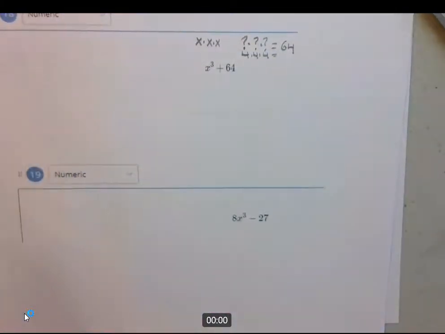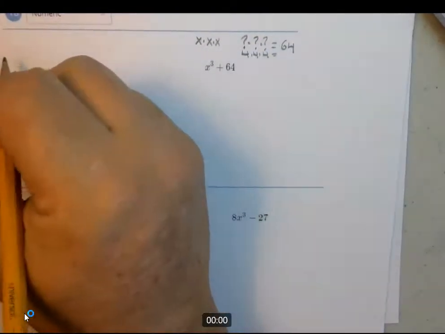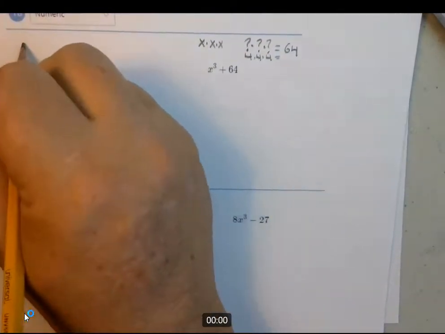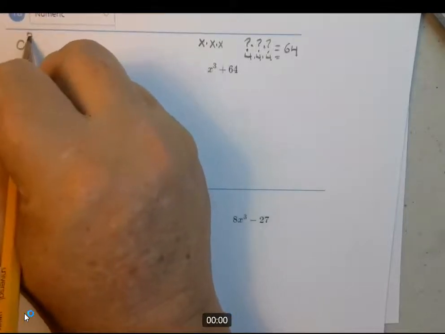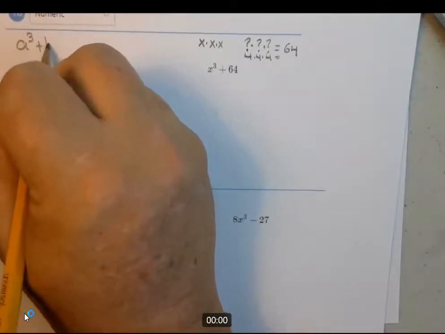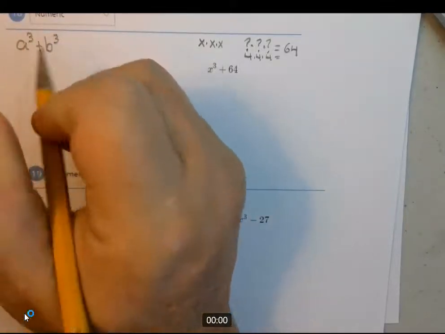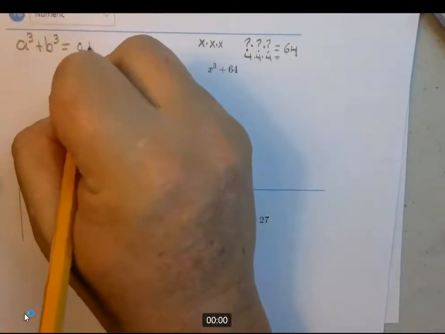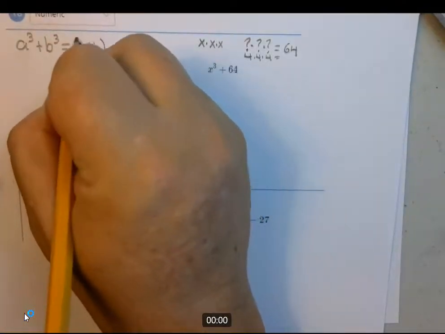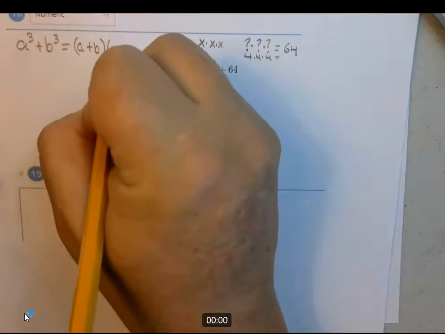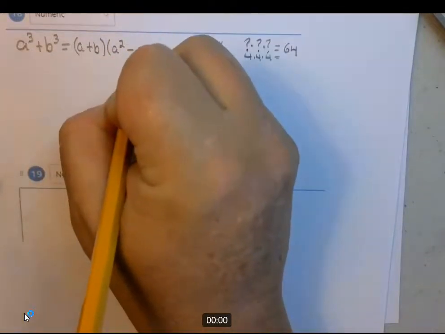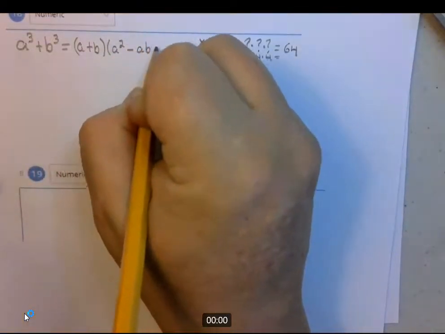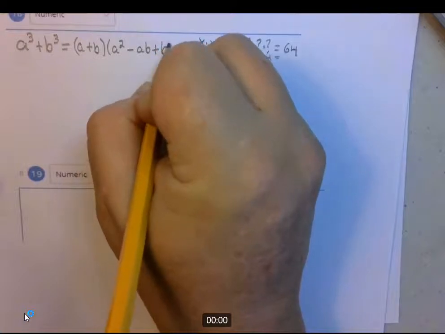All right, so here we go. So here's the formula for this. It's crazy. It's a bit long. A to the third plus B to the third. You don't have to memorize this, but I do like you to write out formulas every time. Equals A plus B times A squared minus AB plus B squared.